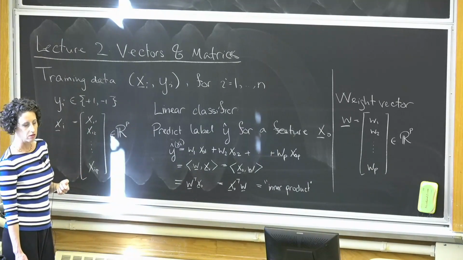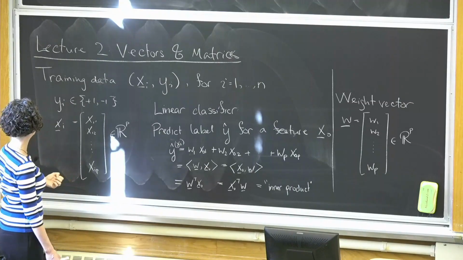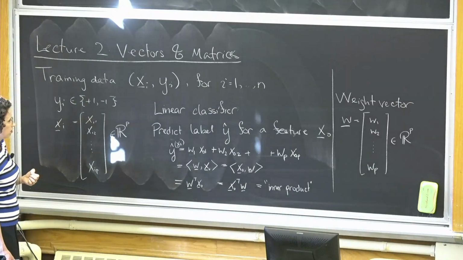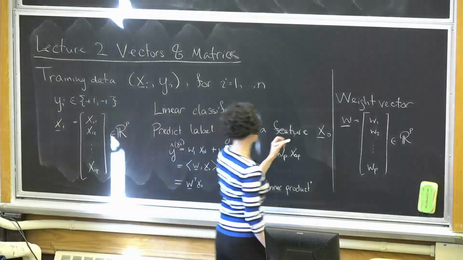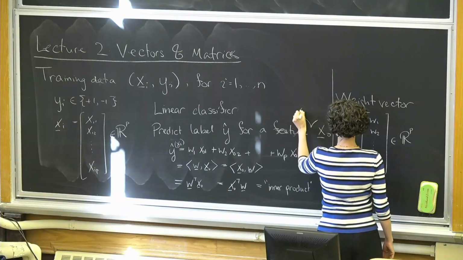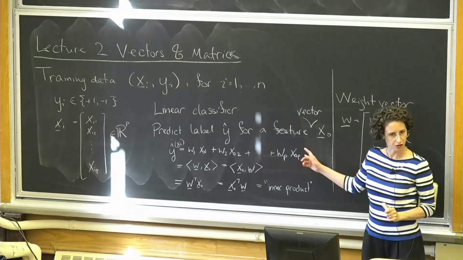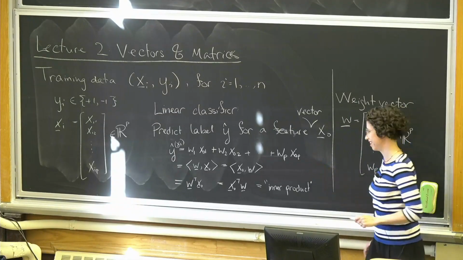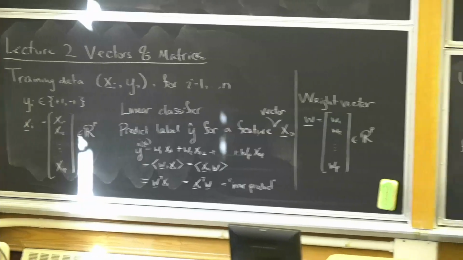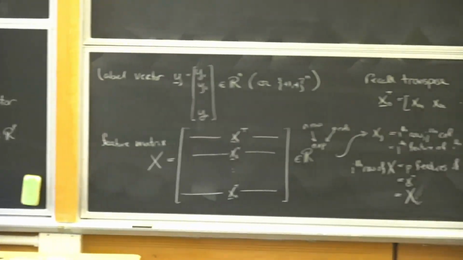No, I think there's kind of a typo. Okay. What's the typo? Oh, for a feature vector. Sorry. Is this what you mean? Is that what you're getting at? Okay, great. All right, any other questions?